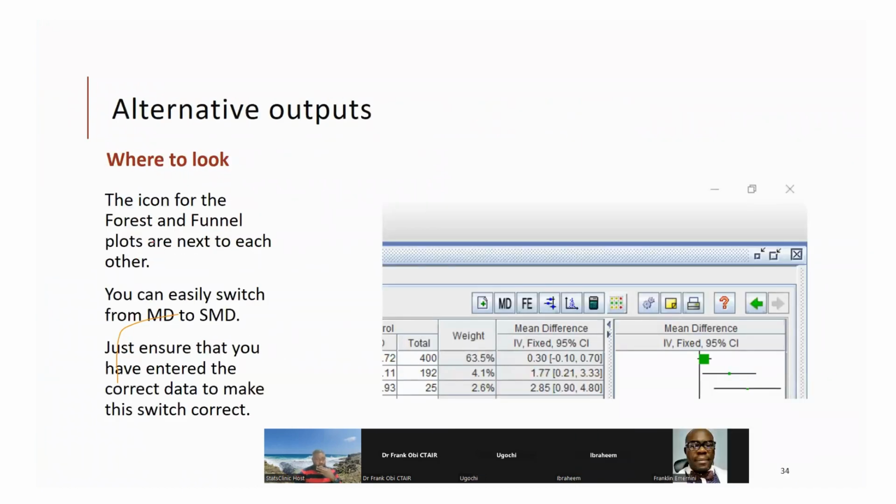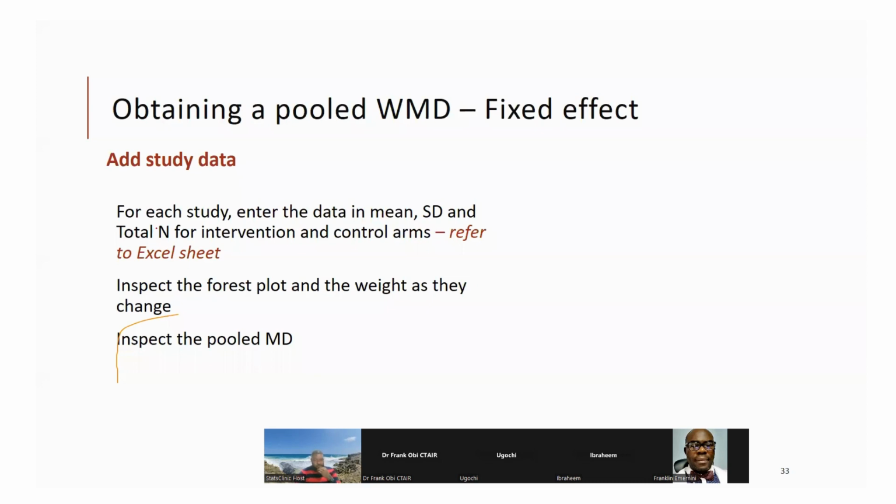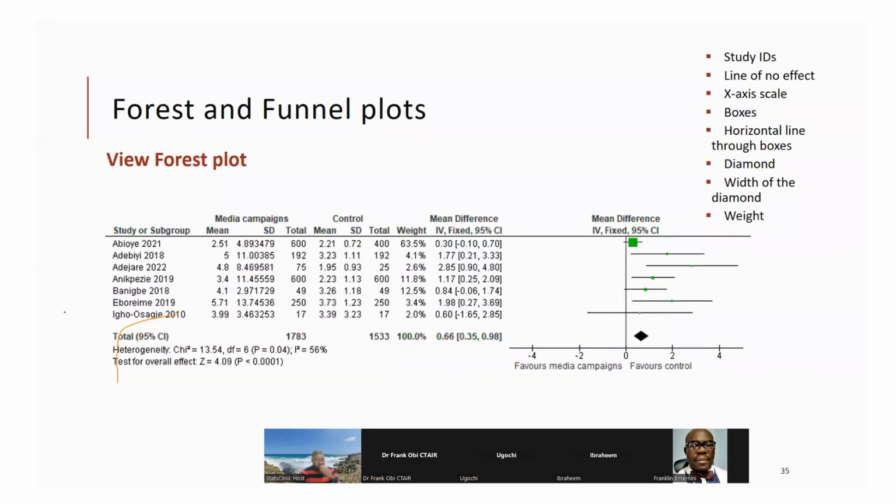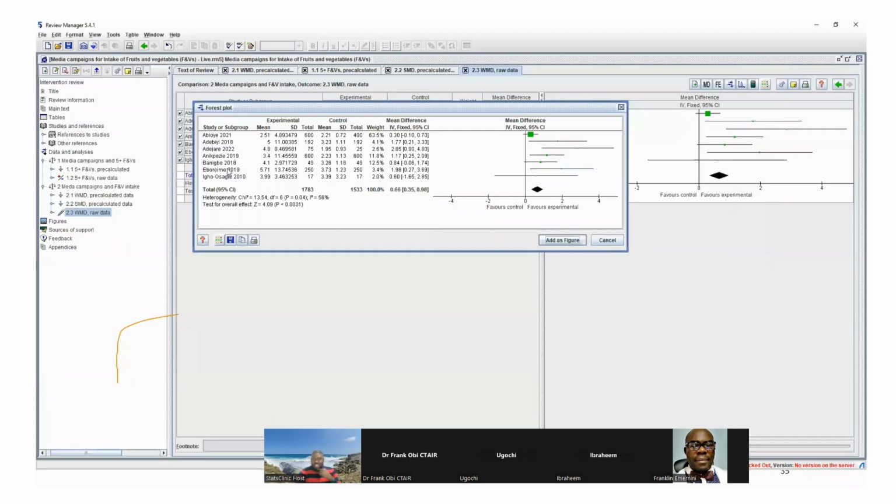Yes, I have a question. Just an observation here. So when we use the pre-calculated data, the color on the forest plot was red, but when we use the raw data, the color was green. Is there any reason for this? I think that's just Revman playing around. I didn't even notice that before. Thank you very much for pointing it out. Okay. Yeah, just Revman playing around. Maybe just so that you can easily see that this is what you're using pre-calculated and raw data. But that's a very good observation. Thank you.